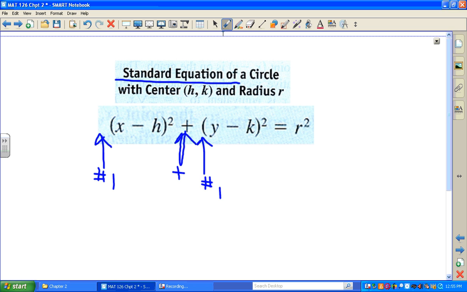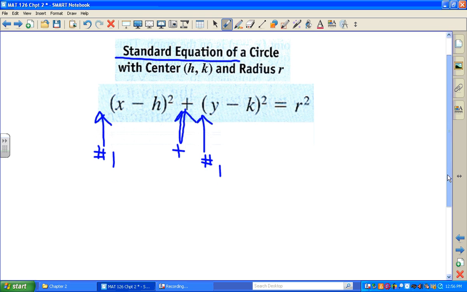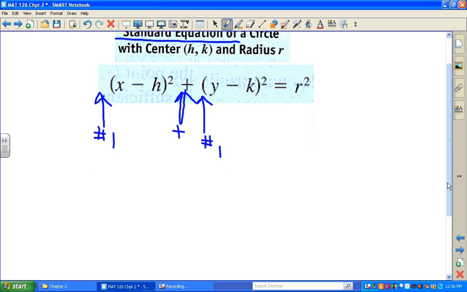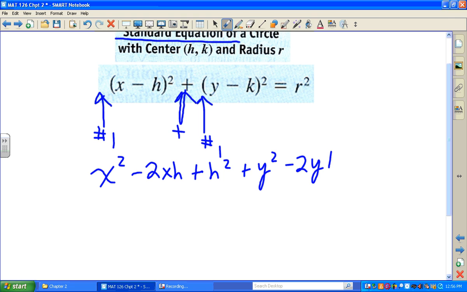What other equation of a circle is there, or what other form? Do you remember? Another equation of the circle? No. Okay, it's known as the general equation, in which everything is squared out. So you have x squared minus 2xh plus h squared plus y squared minus 2yk plus k squared equals r squared.